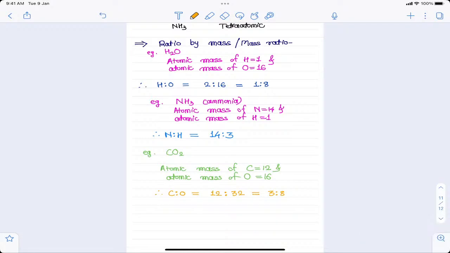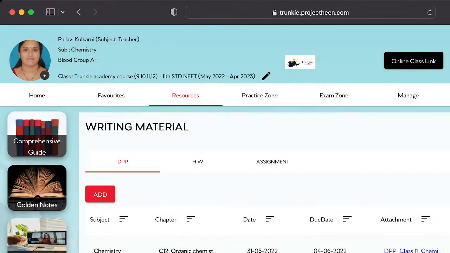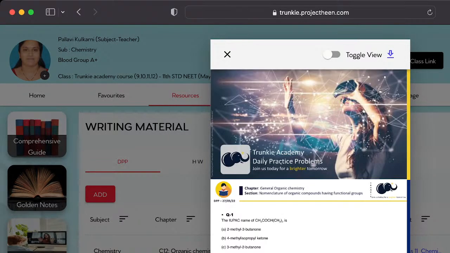Before ending the class, let me just show you the DPP, daily practice problem. This is the teacher's portal. The same will be for the student. You have to go to resources, then to writing material, where you can see the DPP. You can download this DPP, solve it in a notebook, take a picture of the notebook and upload it on the portal. So the teacher will be able to see that, evaluate it, and give you suggestions and corrections wherever required.